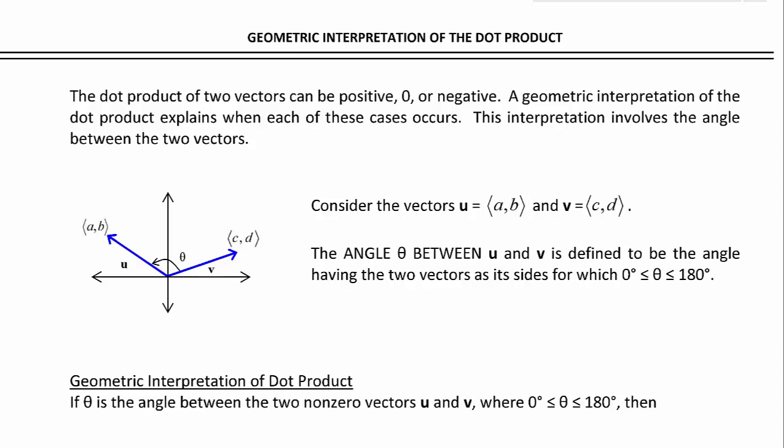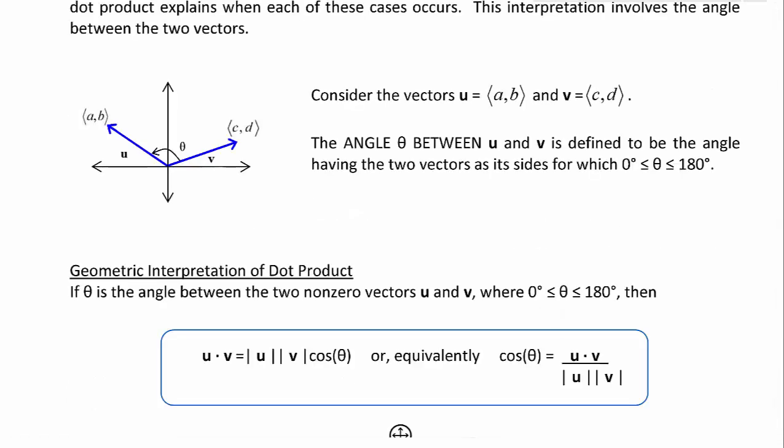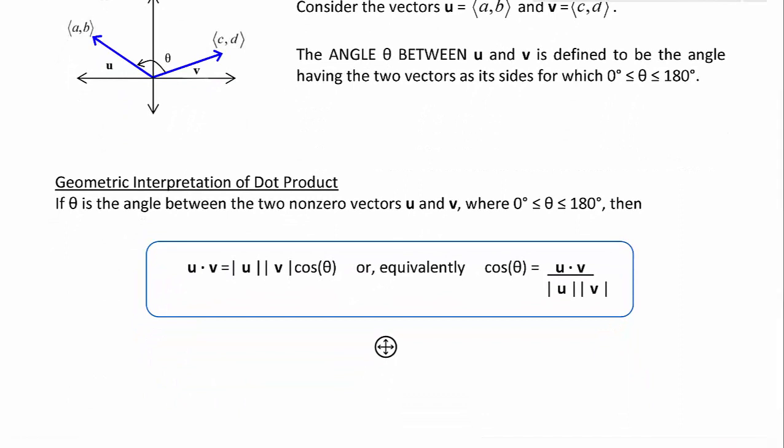Consider vectors u equal to AB and vector v equal to CD. The angle theta between u and v is defined to be the angle having the two vectors as its sides for which theta falls in between 0 and 180 degrees. Our geometric interpretation of the dot product is defined as follows.